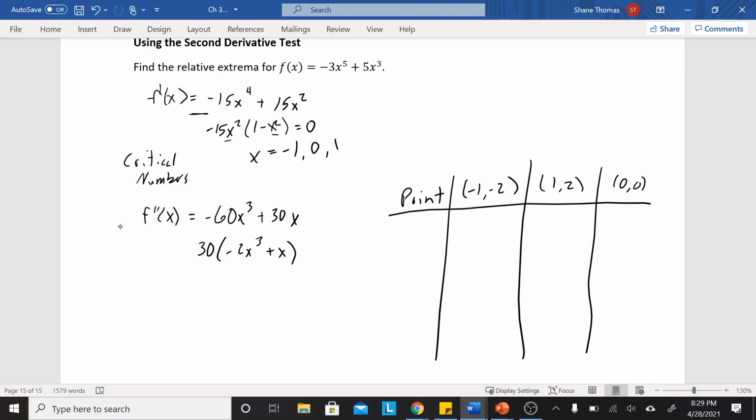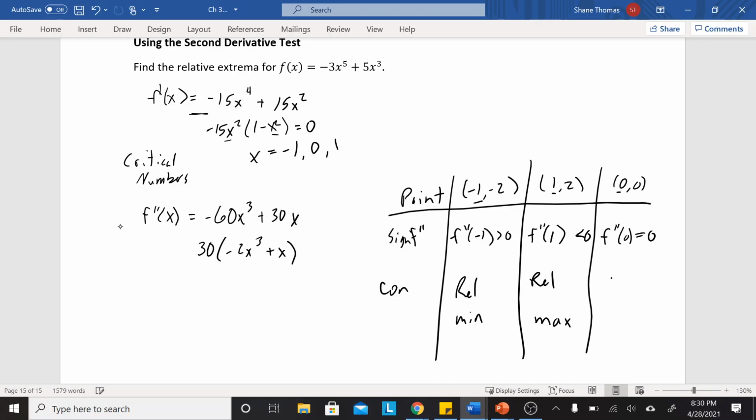All right, so now if I look at the sign of f double prime, I'll be able to know whether this is a relative min or a relative max. So f double prime of negative 1 is greater than 0, therefore it's going to be a relative min. Second one, f double prime of 1, I'm just plugging in my x values here. This guy's going to be less than 0, so it's a relative max. And then lastly, put in 0, 0, so f double prime is actually equal to 0. So here, the test fails.